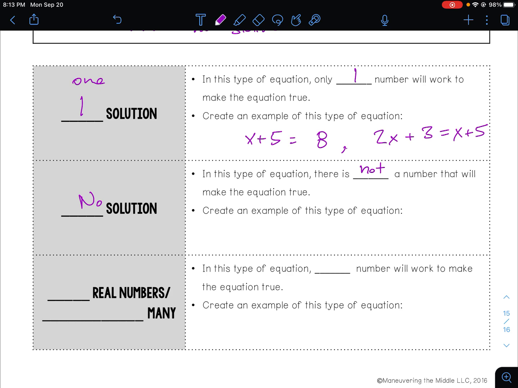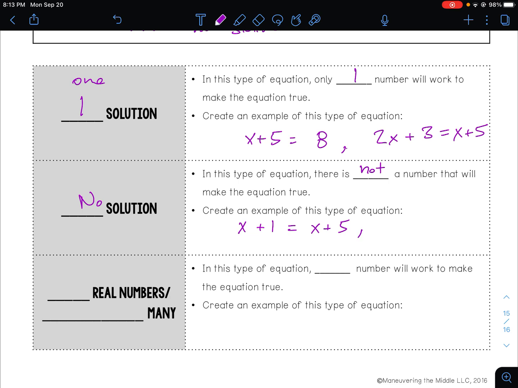Create an example of this kind of equation. This is what those equations typically look like. Let me give you an example: x plus 1 equals x plus 5. There's no number I can stick into x that would make this true. If I put in 0, it'd be 1 equals 5, which is not true.